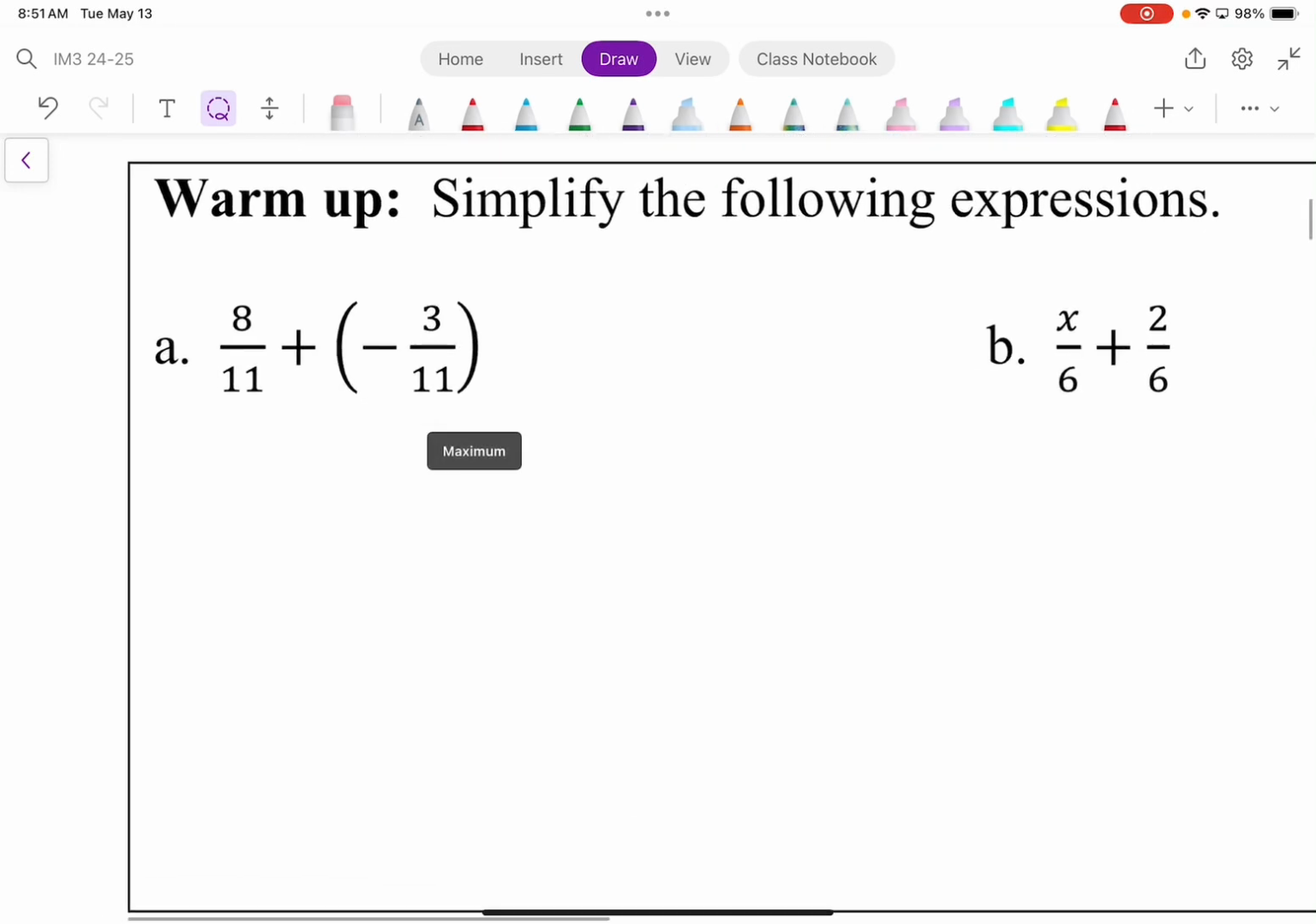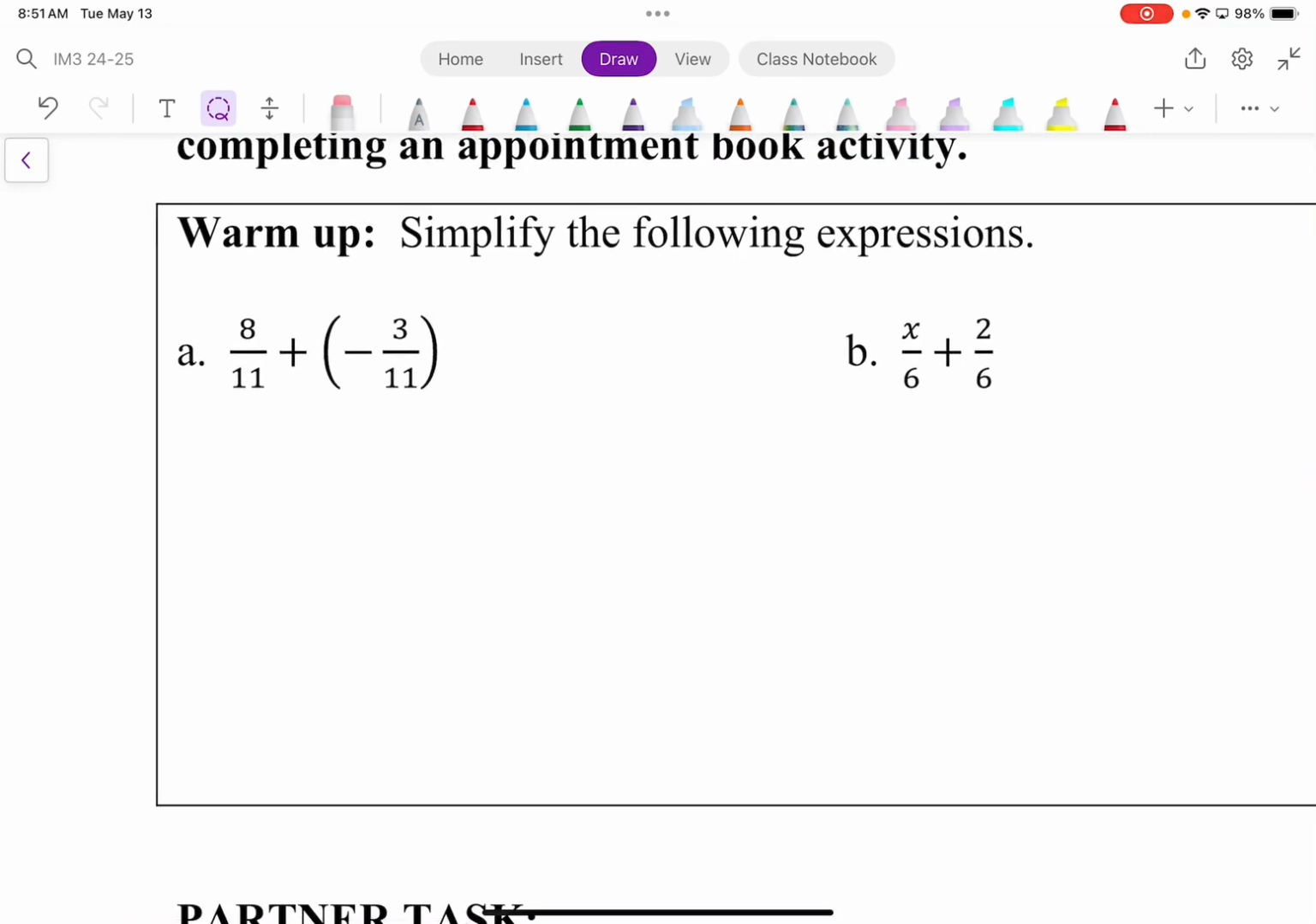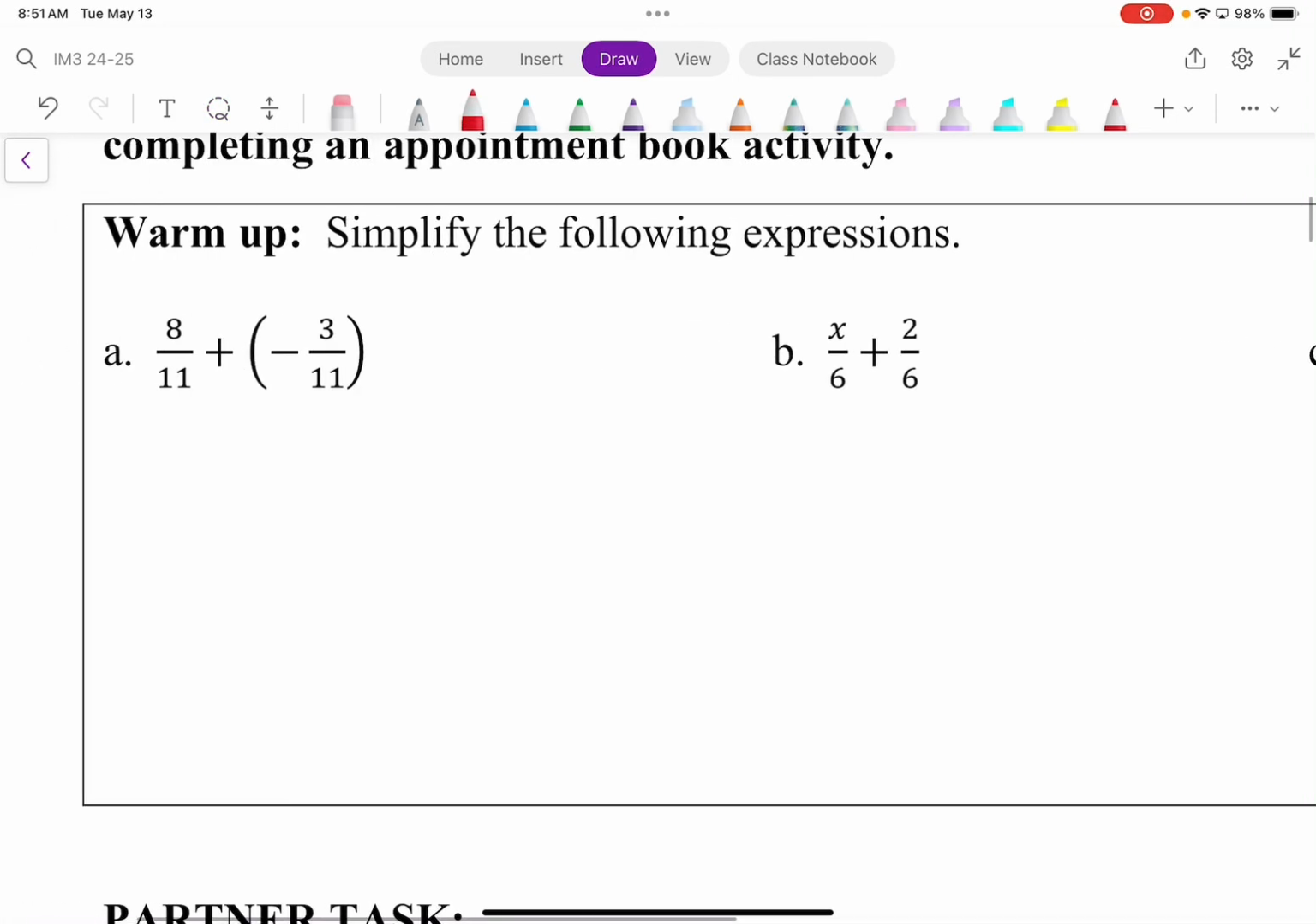Now, something like 8 over 11 plus negative 3 over 11, obviously these two fractions have the same denominator of 11. So if we were to solve this, what would we get? What is 8 minus 3? 5. So we get 5 over 11. Now, here's the tricky part. Is it 11 minus 11 and then my denominator is 0? Or is it 11 plus 11 and then my denominator is 22? No. What happens to the denominator?